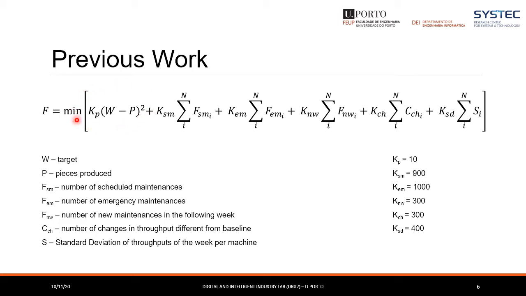And in this first term, we take into consideration the production. Here is the target, and here are the pieces produced under a certain sequence of throughputs. Next, we have the number of scheduled maintenances, and then the number of emergency maintenances. Here we have the number of maintenances in the next 3 days of the following week, and these last two terms are to prioritize solutions that offer more homogeneous sequences of throughput, since it's not realistic to change throughput all the time. And here we have the list of weights, and if you notice, the weight of scheduled maintenance is smaller than the one of emergency maintenances.